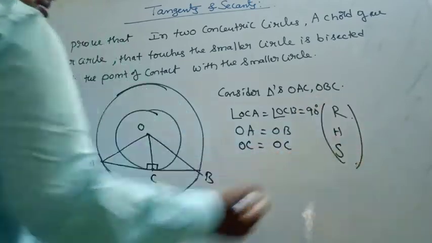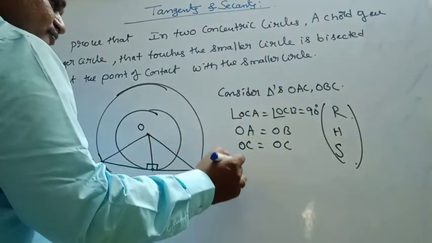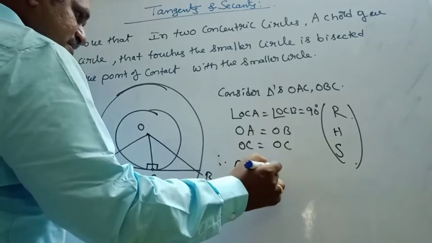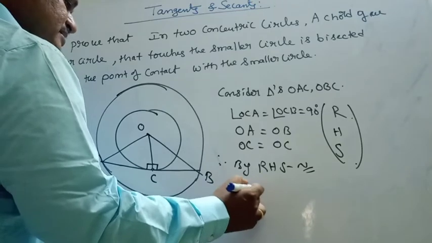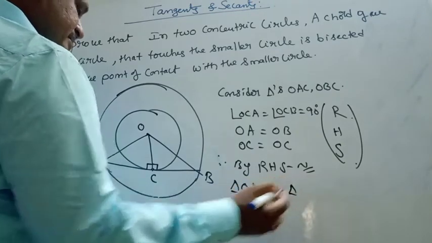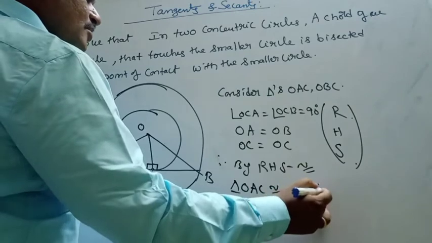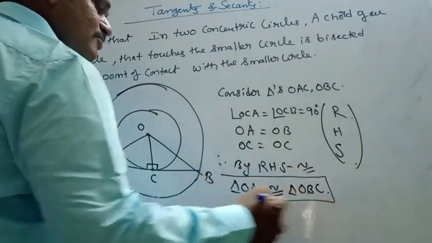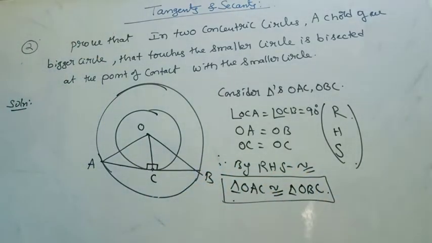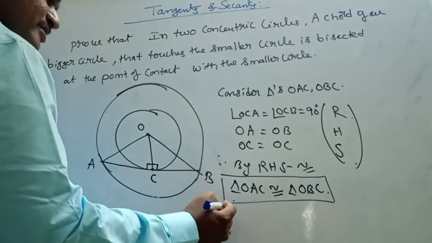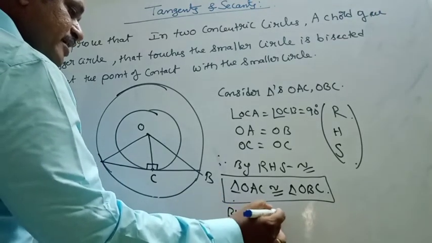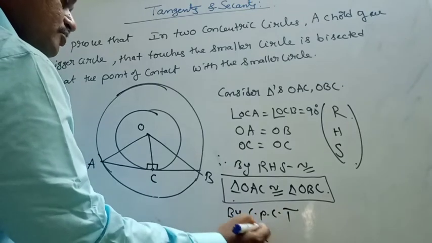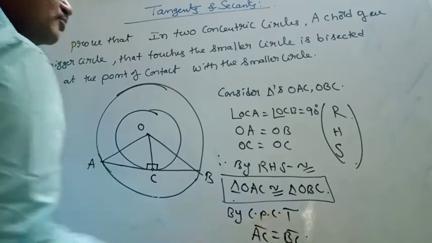Therefore, by RHS congruency, we can say that triangle OAC is congruent to triangle OBC, like this, right? My dear students, triangle OAC is congruent to triangle OBC. Therefore, by CPCT, we are going to get AC equal to BC. That is what we have now proved, right?